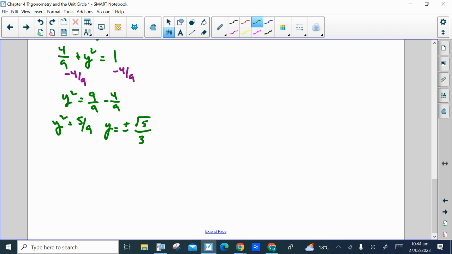Yes? You're going 1 minus 4/9. You need a common denominator to subtract. You're subtracting 4/9 from 1, so you need a common denominator to do that. Okay?